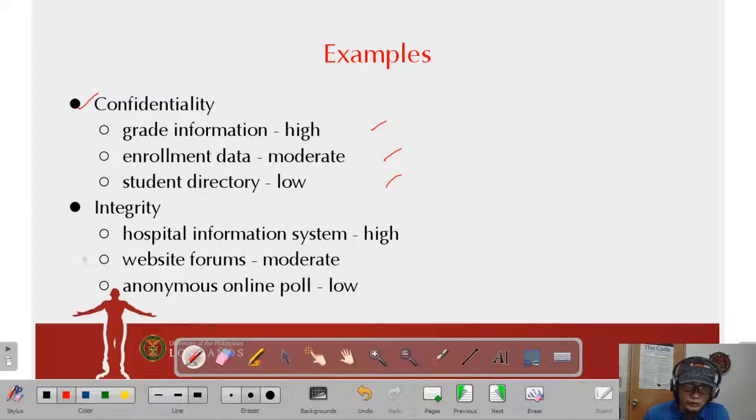Now we move on to integrity. A violation of integrity, as I mentioned earlier, in a hospital information system. If the integrity of the data and the system in the hospital information system is compromised, then that can be considered a high level impact security breach.